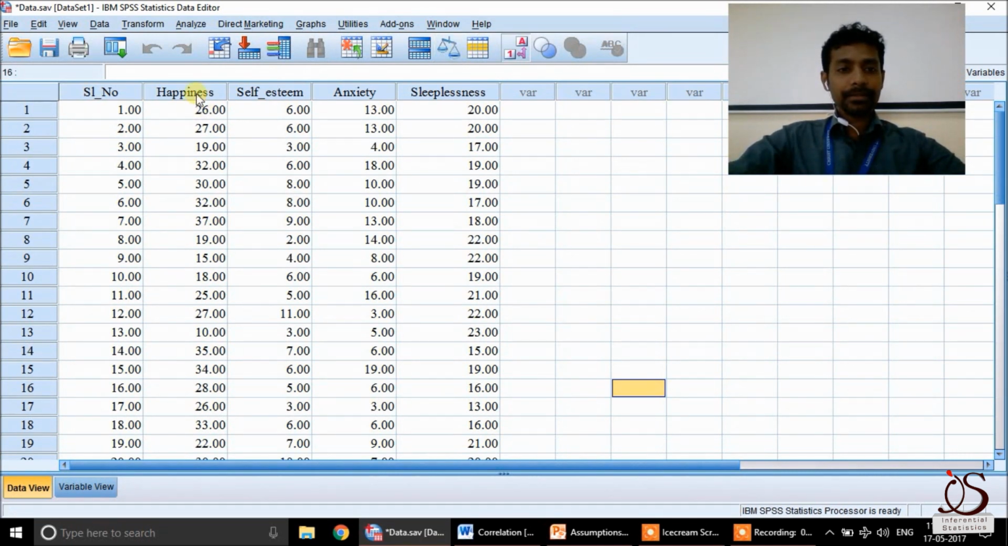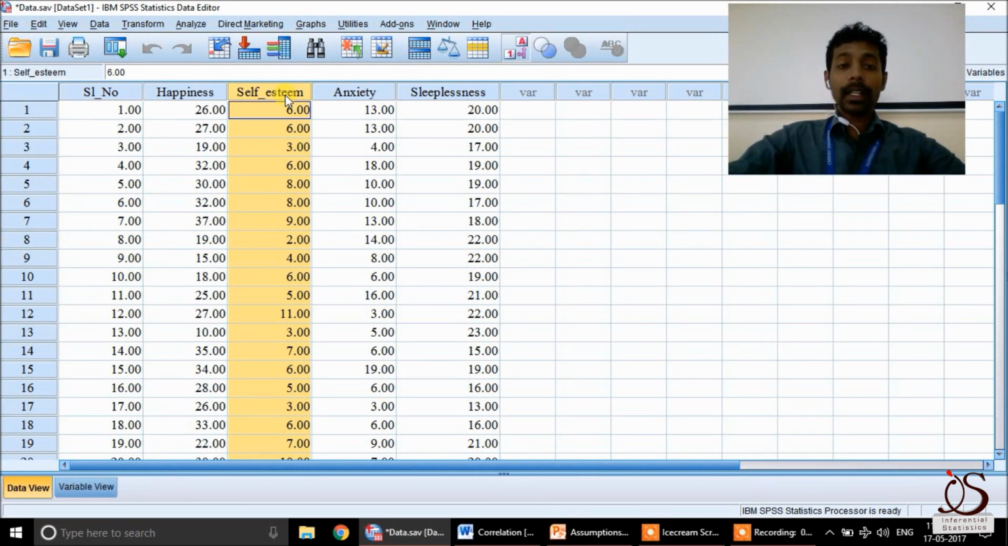So I have data here with the variables happiness, self-esteem, anxiety, sleeplessness. Since the Karl Pearson product moment correlation coefficient that we are focusing on here is a bivariate correlation, we can take two variables now, happiness and self-esteem. So let us have a hypothesis here. Happiness is not related to self-esteem. That can be a null hypothesis.